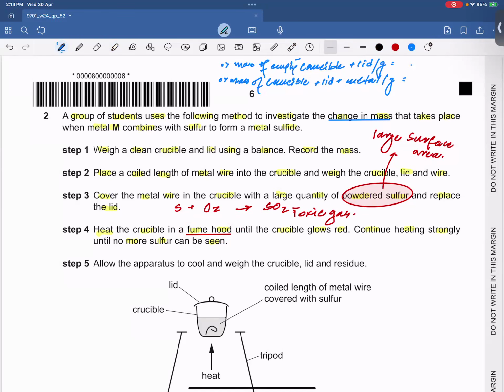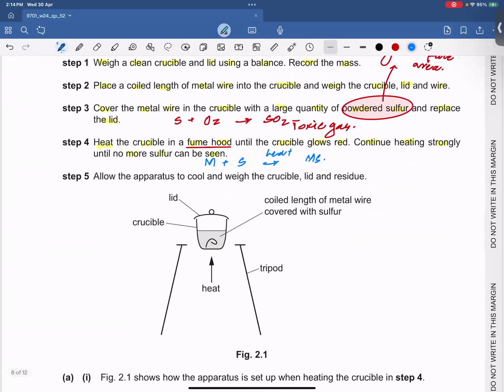So the equation might be like this: metal and sulfur are reacting together through heat and converting into metal sulfide. So that's the whole equation. Okay, allow the apparatus to cool and weigh the crucible. Why are we allowing the apparatus to cool?